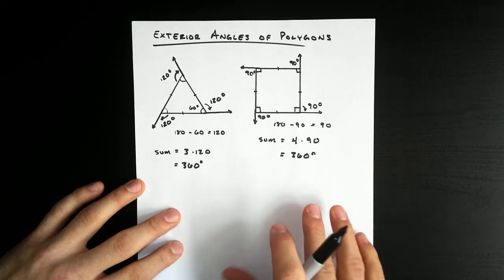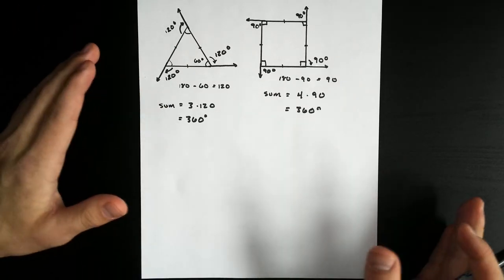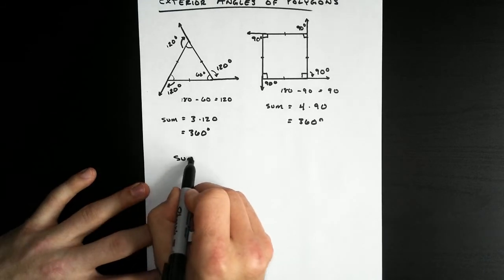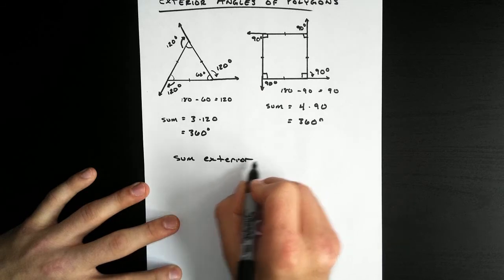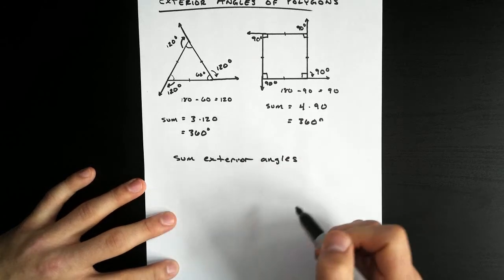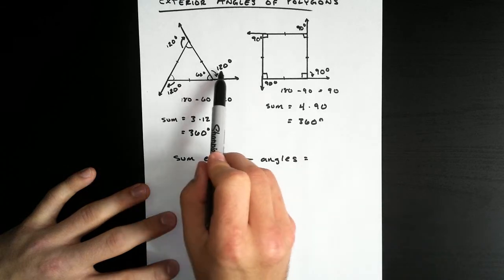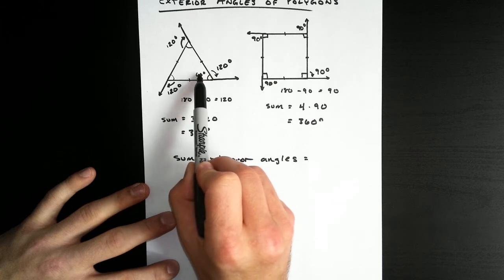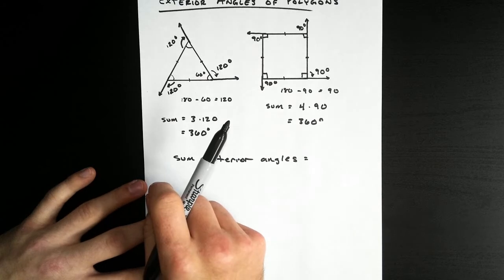But we only did two specific examples, so let's think about what happens if we have n sides. So the sum of the exterior angles, let's come up with a formula for this, or see if we can prove a shortcut. So as we saw up here, the interior angles and the exterior angles together, they add up to 180. They're supplements to each other.